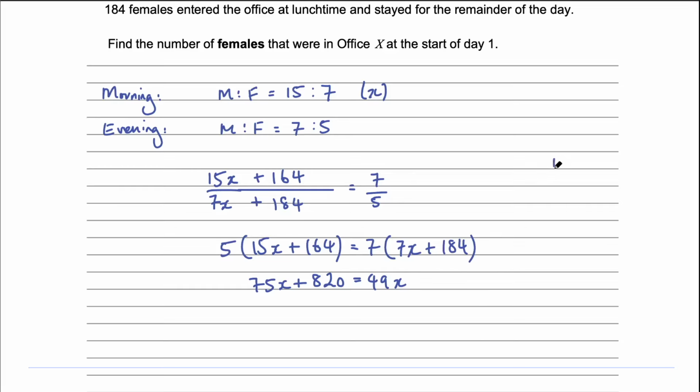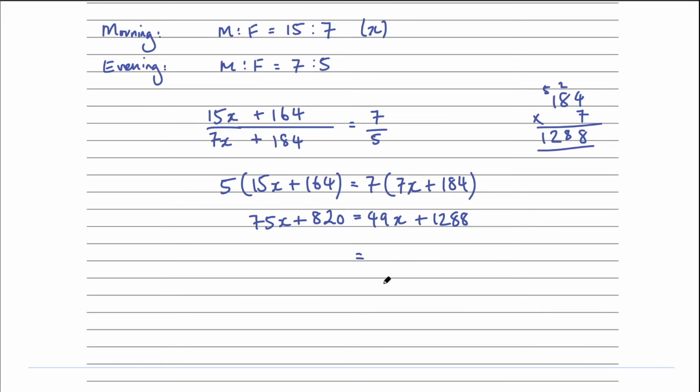Okay, let's just go ahead and make sure we don't make any mistakes. Let's do a written multiplication here. 4 times 7 is 28, carry the 2. 8 times 7 is 56, plus 2, 58, carry the 5. 7 plus 5 is 12. Okay, so we get plus 1288. Okay, let's keep simplifying. We'll do 75 take 49. Difference of those is 26x, and then 1288 take 820. Difference there is 468.